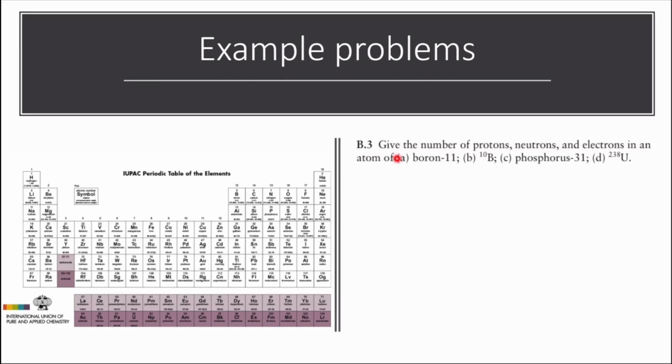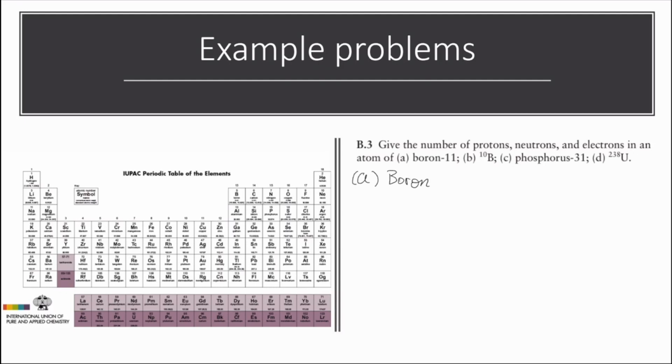The problem here says, give the number of protons, neutrons, and electrons in an atom of boron 11, boron 10, phosphorus 31, and uranium 238. Okay, and we have the periodic table here on the left to help us identify important numbers. Let's start with the first one, boron 11.